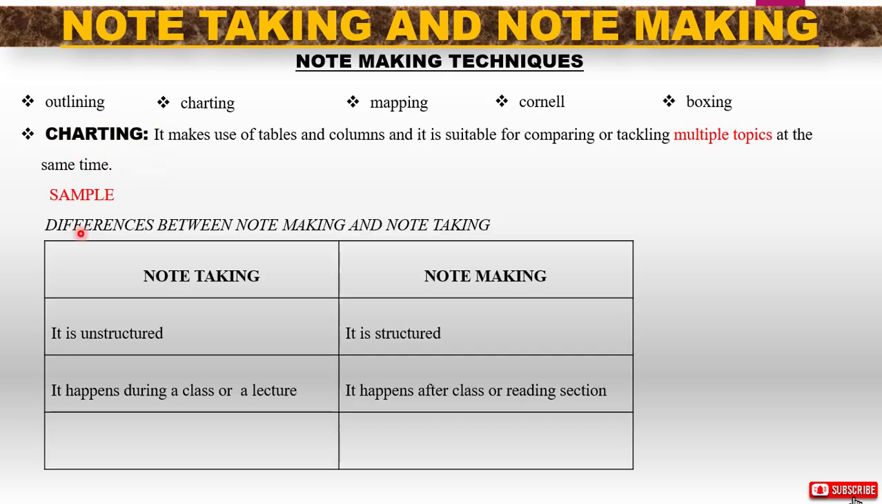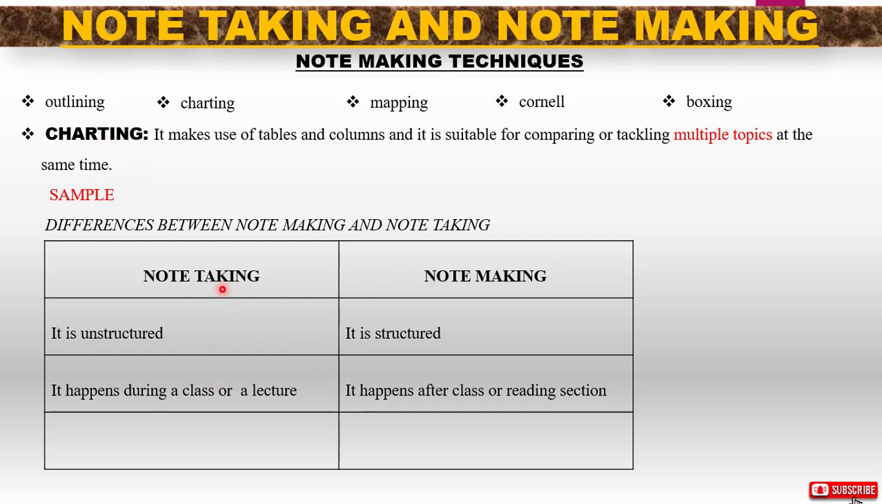For example, if we want to discuss the differences between note-making and note-taking, we are going to use the charting method. This is because note-making is one topic and note-taking is also another. Therefore, we are going to treat two topics at the same time. This is where charting comes in.